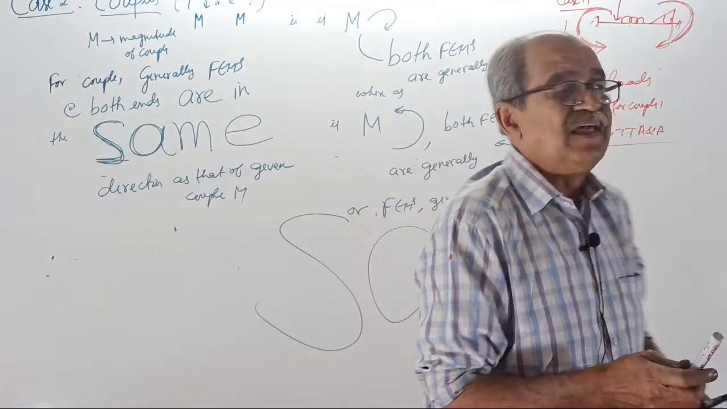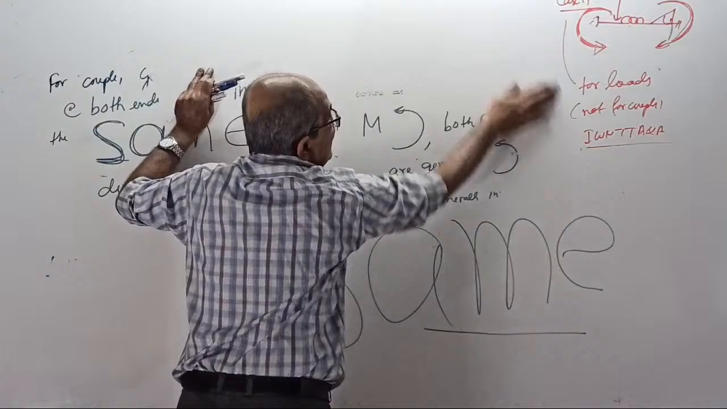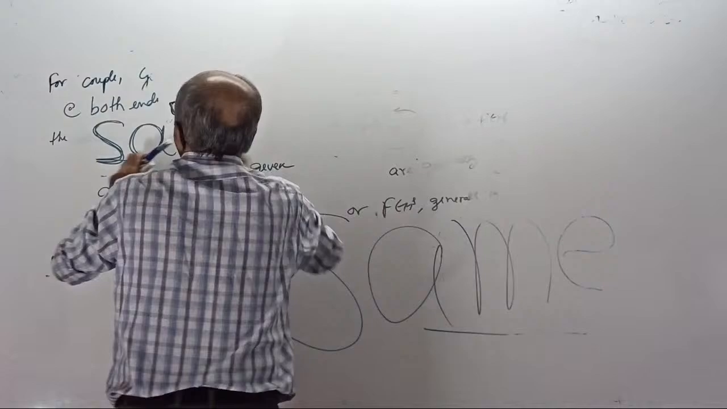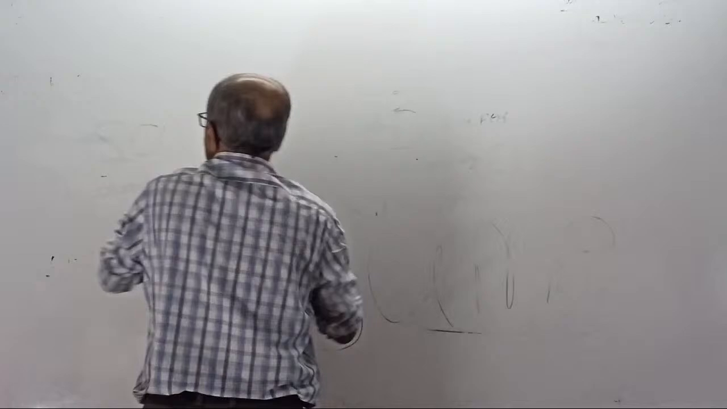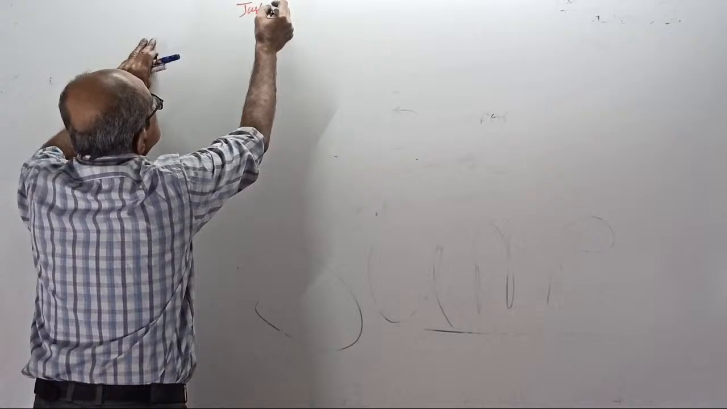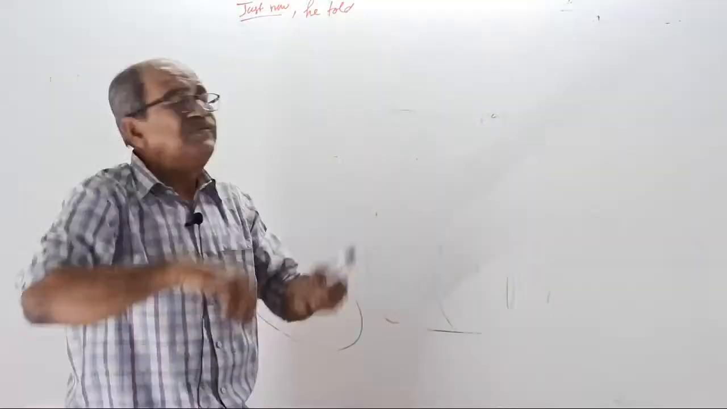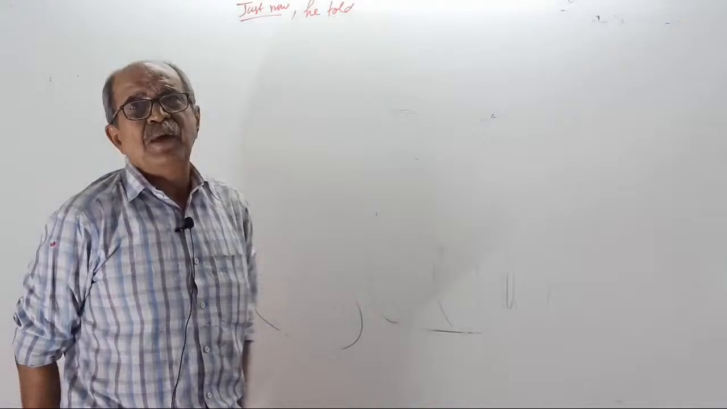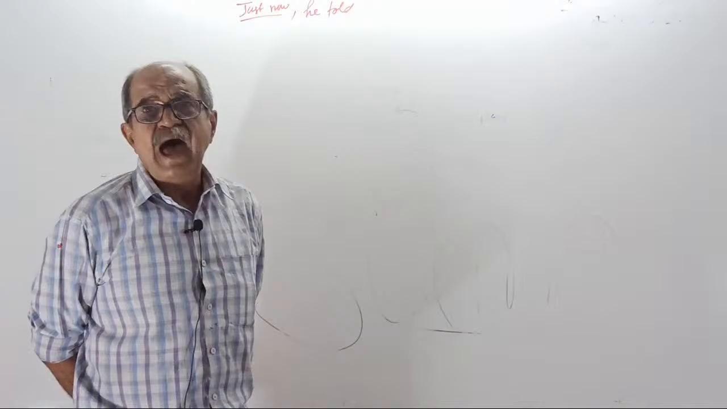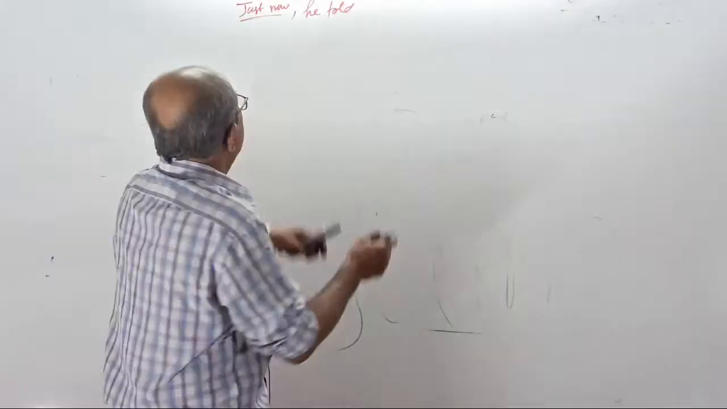Then write something else. I will use red color. Then you have to write something else, red color. This I will remove. Now you write in red color: Danger. Just now, he told that if the couple is clockwise, both FEMs are in the same direction, clockwise. If couple is anti-clockwise, both anti-clockwise. That is, he told this way.